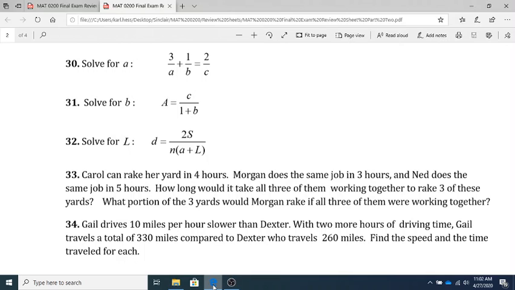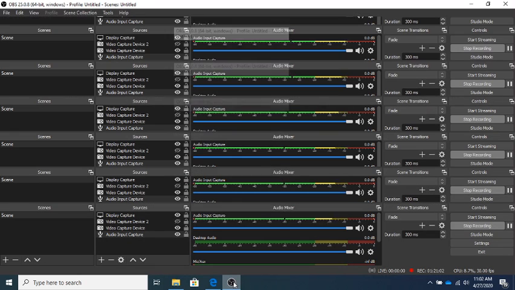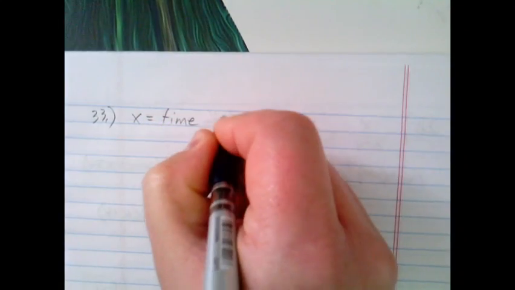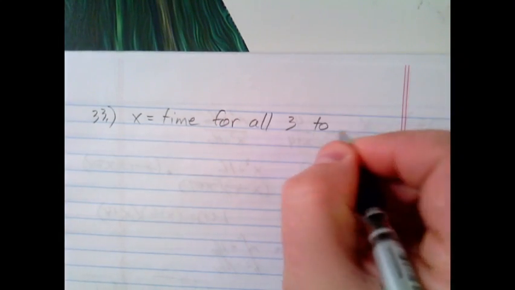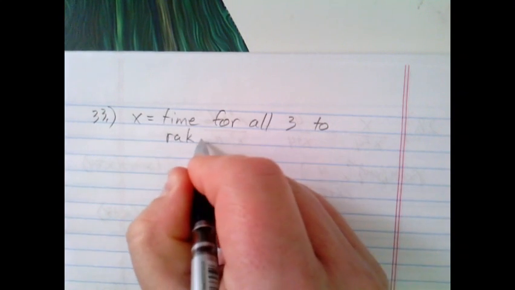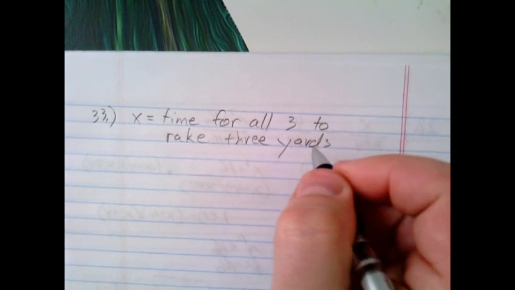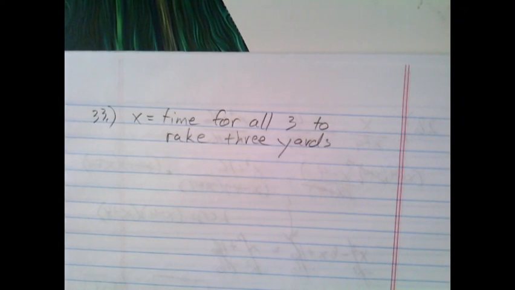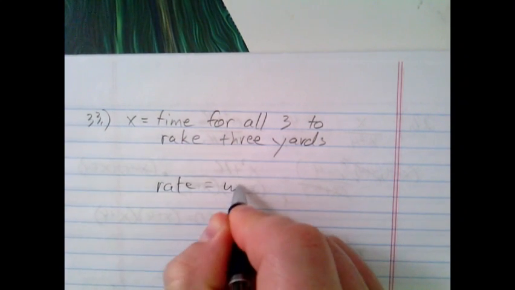How long would it take all 3 of them together to rake 3 yards? Okay, so I guess that's going to be X. That's our unknown. X equals time for all 3 to rake 3 yards. Alright, the key to problems like this is to think in terms of rates. Okay, rate equals work over time.